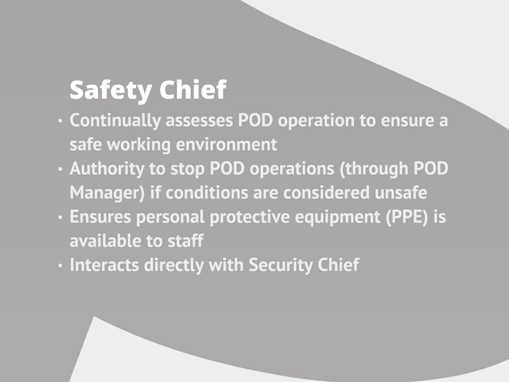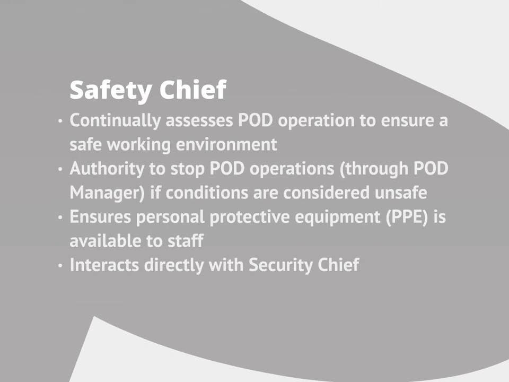In addition, the safety chief ensures that the staff have appropriate personal protective equipment, or PPE for short. Examples are face masks, hand disinfectants, and latex gloves. All workers should be wearing colored vests with labels to identify their roles, not their names. Finally, the safety chief interacts with the security chief, who is the liaison to local law enforcement. Obviously, both of these chiefs report to the pod manager. However, the safety chief must have open communications with the pod security chief.